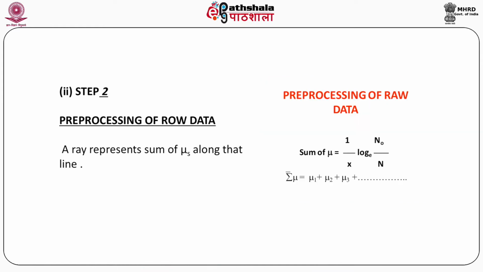So the second step is the pre-processing of raw data. How do we pre-process the raw data? This pre-processing involves the logarithm of the ratio of incident radiation and transmitted radiation, and then this pre-processed data is sent to the array processor to perform the data processing and then display the image.